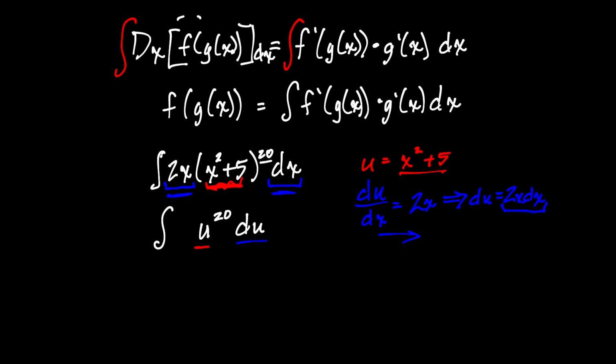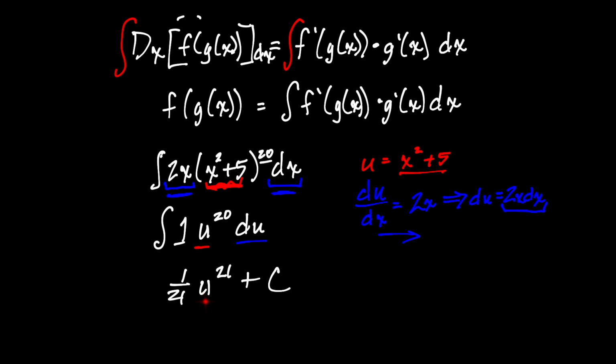That would become u to the 21st. And if I take my old coefficient and divide by my new exponent, I'd have 1 over 21. So that becomes 1 over 21 u to the 21 plus c. And we can check this. 21 times 1 over 21 is the 1, and u is still the same as u.